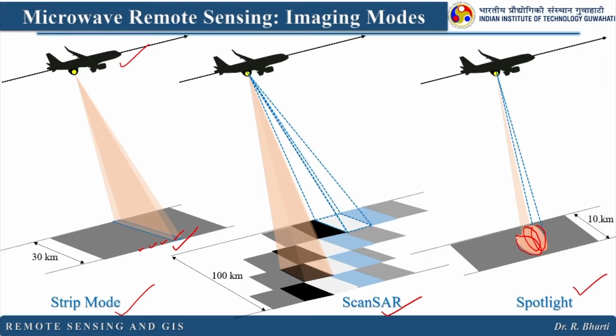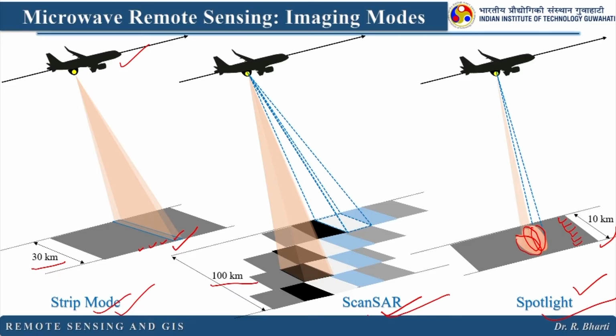If you compare strip, ScanSAR and spotlight, you will find the difference in the swath. When we are using strip mode, a 30 kilometer swath has been reported. When we are talking about ScanSAR, 100 kilometer was reported. Then spotlight is 10 kilometer. The swath is basically the width of your image, right. In that width you will have several pixels. So, here also you will have pixels, but the calculation of spatial resolution and others will be different.